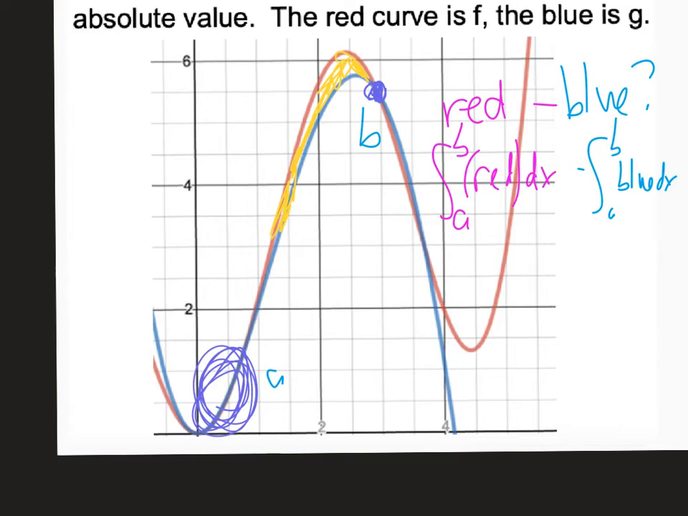All right, but what if I want this area right in here? Because it looks like the red was higher, but then the red is lower until like here, we'll call it C. So in that case, wouldn't I do the integral from B to C of blue minus the integral from B to C of red? Something like that. So I'd have to do that in two different pieces because these curves flip-flop over each other.